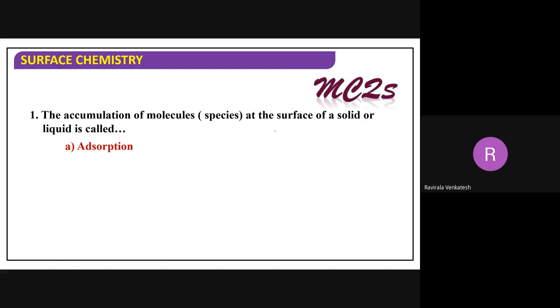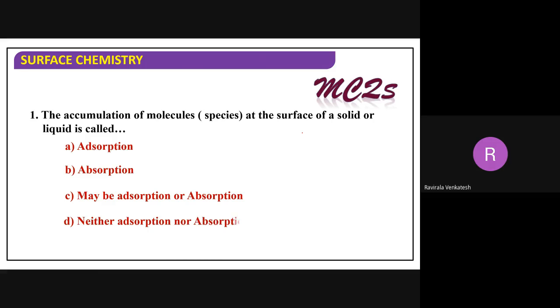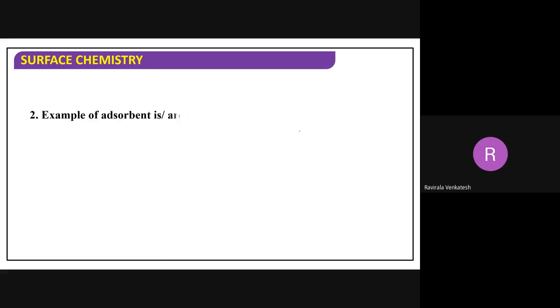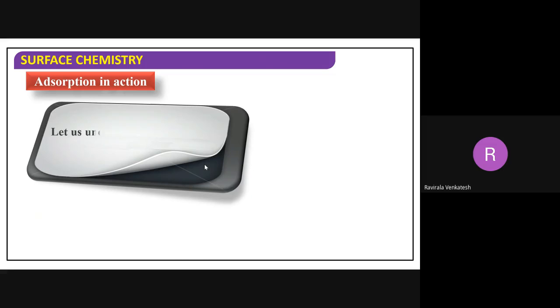Accumulation of molecules at the surface of a solid or liquid is called what? Examples of adsorbents: charcoal, silica gel, alumina gel all come under adsorbent only. Next, the adsorption mechanism. Let us understand adsorption with some examples now.